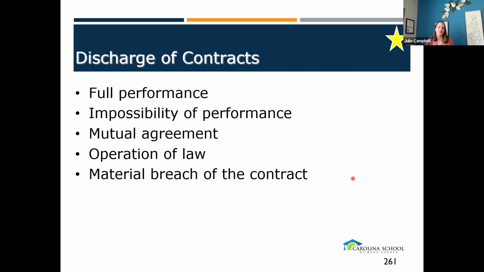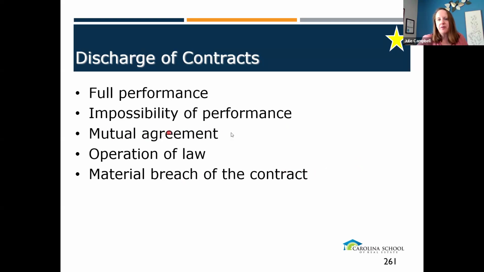And then breach of the contract, again, if it's very clear what the parties' duties and obligations are. If either party doesn't do what the contract says they should, they're in breach, and that would end a contract. We'll talk more about breach in just a second.